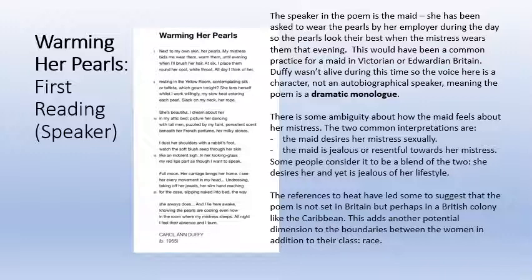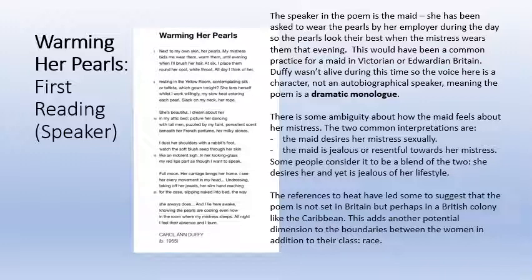There is some ambiguity, some double meaning, about how the maid feels about her mistress. The 2 common interpretations are, 1, that the maid desires her mistress sexually, and 2, that the maid is jealous or resentful towards her mistress. Some people consider it to be a blend of the 2. She desires her and yet is jealous of her lifestyle.